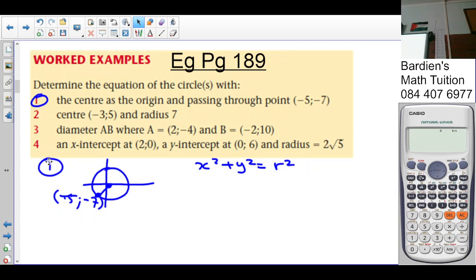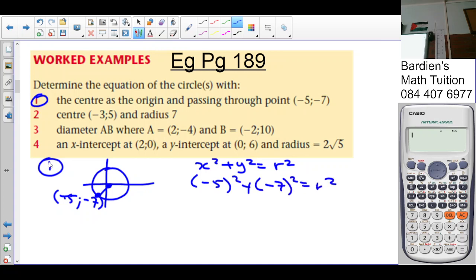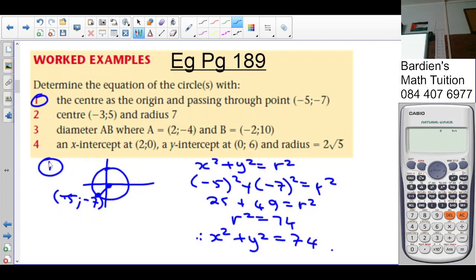So what do we get? (-5) squared plus (-7) squared is equal to r squared. So it's going to give us 25 plus 49 equals r squared. So r squared works out to be 74. I'm not going to take the square root. Why? Because I need to know what r squared is anyway. If we were to square root it, we would have to square it again. So we don't square root it. Therefore the equation is x squared plus y squared is equal to 74. Is anybody confused here?